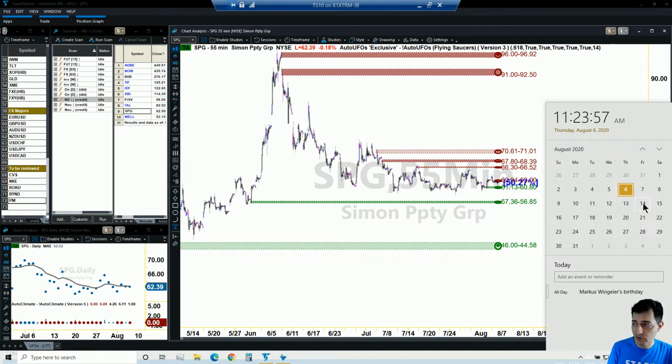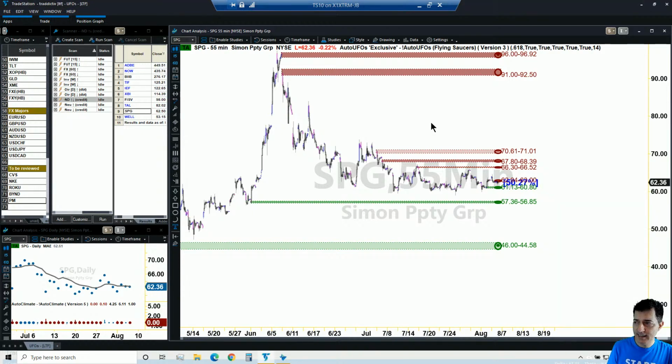The next expiration date is on the 14th. Of course, we cannot have earnings happen before expiration, and therefore we're going to have to pass on SPG.